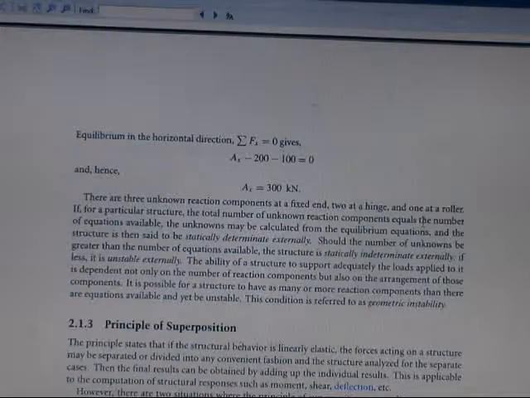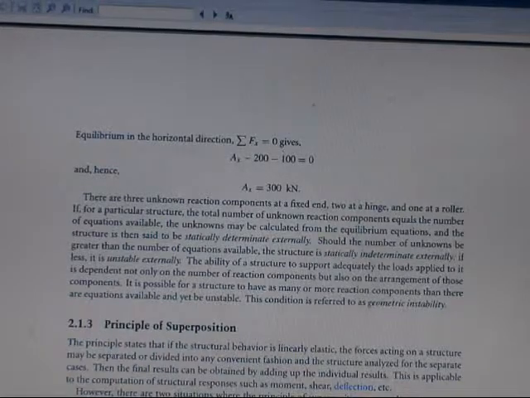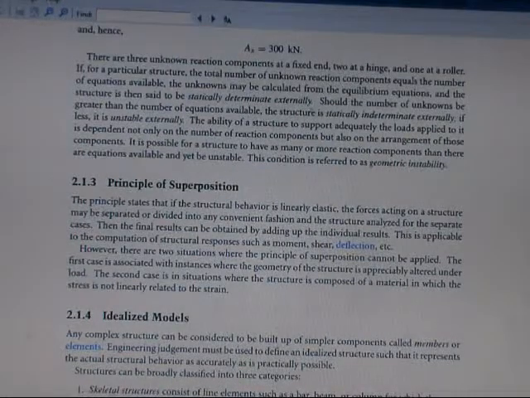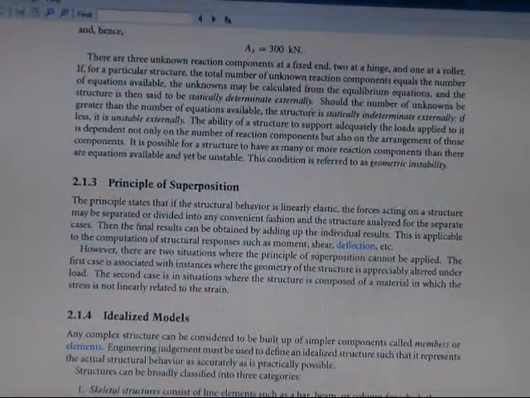And the next one we can talk about the principle of superposition. So this says all the forces can be combined. This is the principle of superposition.